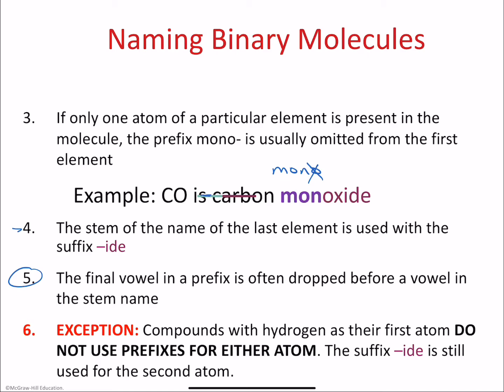And then for number 6, there's an interesting exception. It says compounds with hydrogen as their first atom do not use prefixes for either atom. The suffix "ide" we still use for the second atom. So if I think about the systematic name of H2O, it's not dihydrogen monoxide. If I follow this rule, I use no prefixes, so it would simply be hydrogen oxide. All right, kind of an interesting exception there.